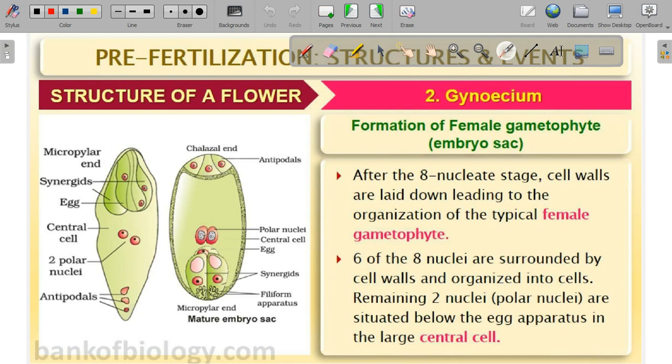Why am I not giving importance to the antipodals, and why am I calling only this area the egg apparatus? Here we have the filiform apparatus. In the diagram of the pollen grain which I gave you in pollen germination, at the tip we have the transformed vegetative cell. What is that called? The tube nucleus. The tube nucleus could enter through the antipodals also, in any number of ways, but in most angiosperms it enters only through the micropylar end.